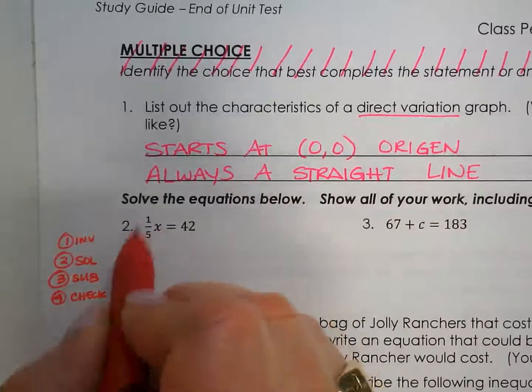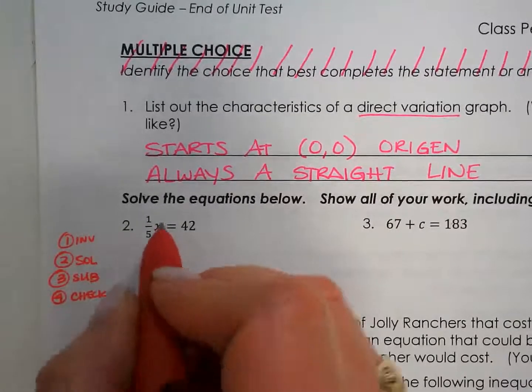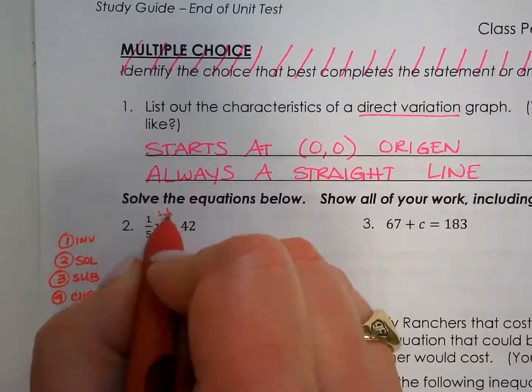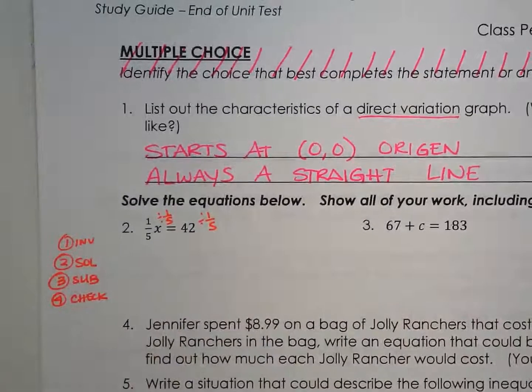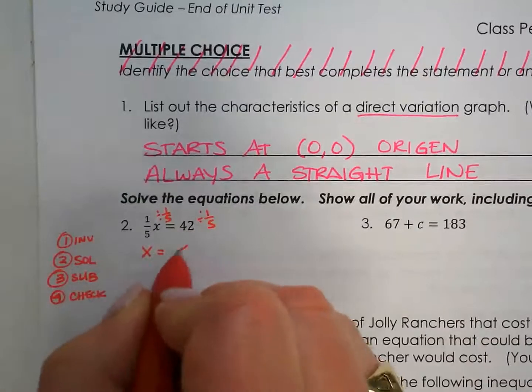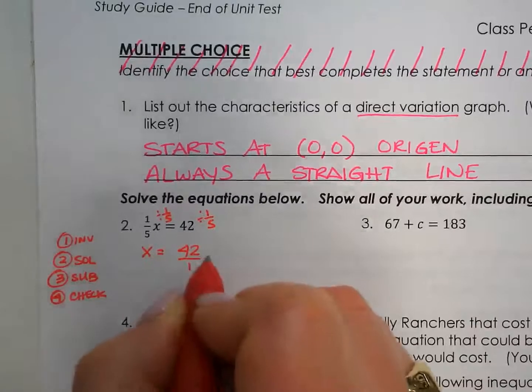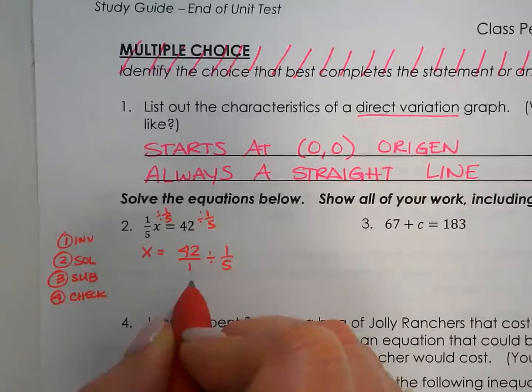So in this particular case, what's happening to x? It's being multiplied. How do I undo multiplication? I'm going to divide. Don't forget that we divide on both sides of the equation. So this means x will equal 42 over 1, divided by 1 over 5. Remember, any whole number can be made into a fraction by putting it over 1.